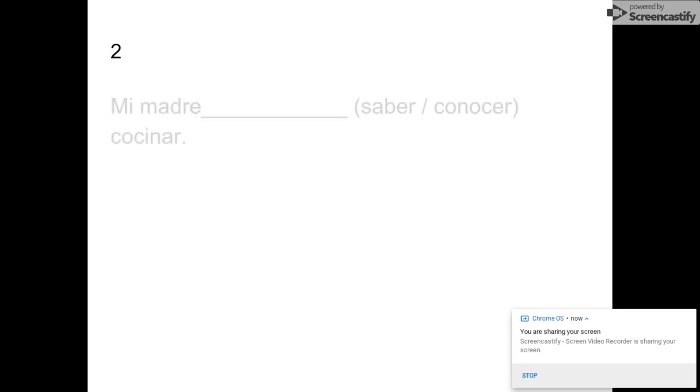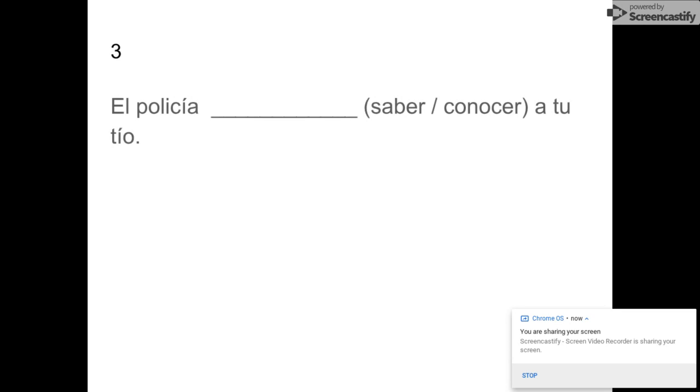Número 2. Mi madre saber conocer cocinar. If you remember that cocinar means to cook, so my mom knows how to cook, that's not a person or a place, so that must be saber, sabe. 3. El policía saber or conocer a tu tío. The police know your uncle, okay? Who or what are the police knowing? They're knowing your uncle. That's a person or a place, so that's conocer. El policía form of conocer would be conoce.